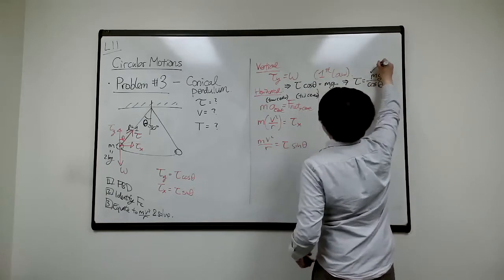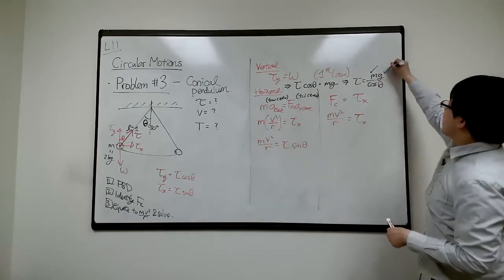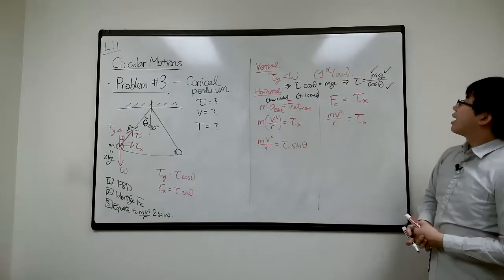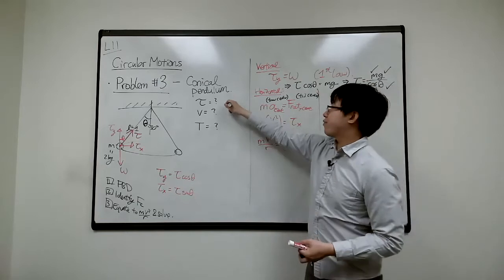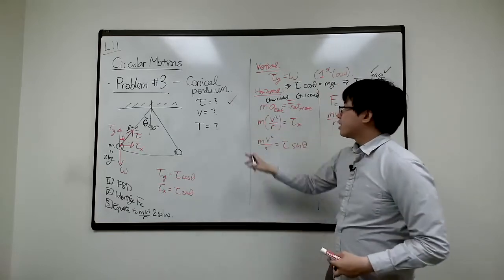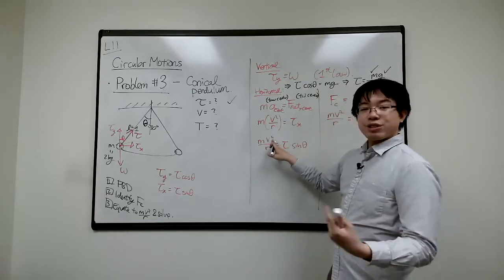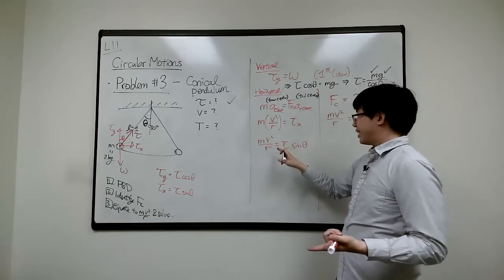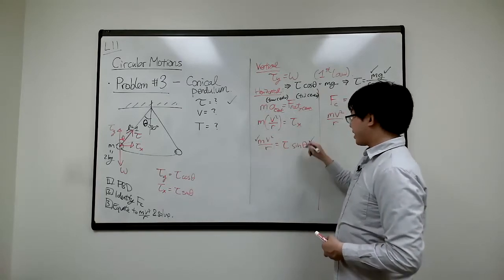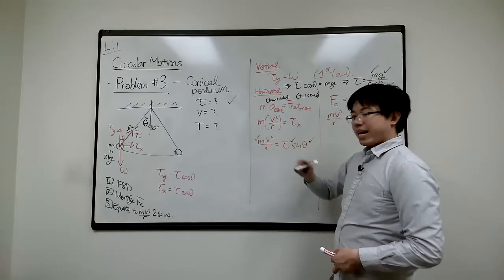Do I know m? Yes, it's given. Do I know g? Yes, it's a constant. Do I know theta? Yes, it's given. Okay, so I will be able to find tau. Now, then I can find v. To find v, that looks like a good equation to use that has a v in here. So let me see, what do I have? I have m, I have theta, and I just found tau. So what I need is r.